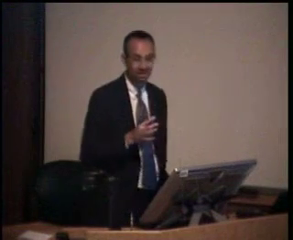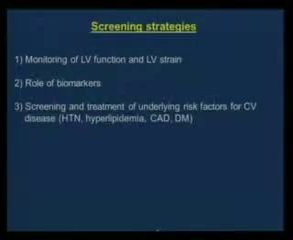So what are the things that you can do on top of monitoring LV function? One more thing you can do is biomarkers. You can check biomarkers and find out which patients are going to be at high risk of developing heart failure down the road. And any patient on chemotherapy, particularly doxorubicin, is considered stage A, by the way. Patients on doxorubicin therapy are considered CHF stage A, even though they are not having any problem, because that's how significant the relation is.